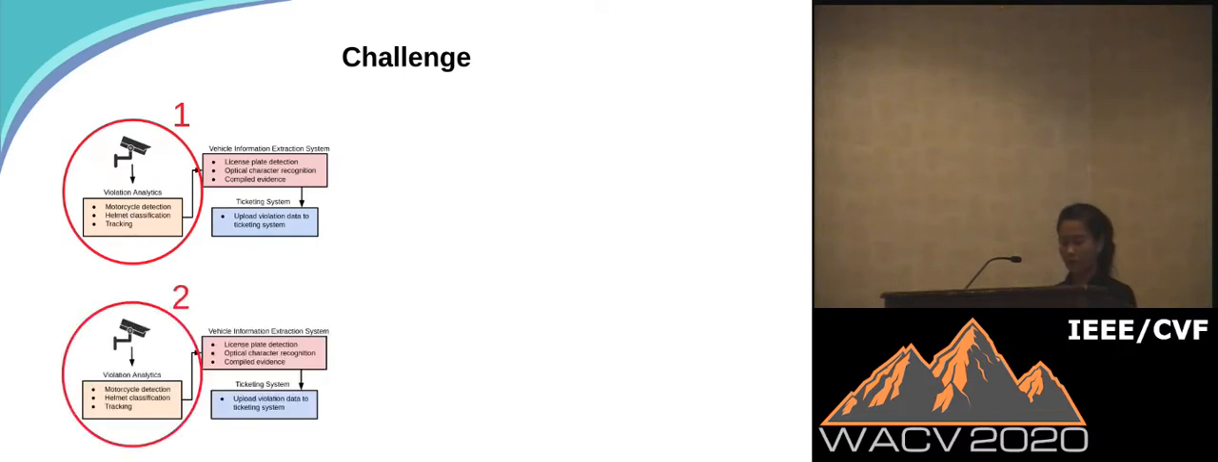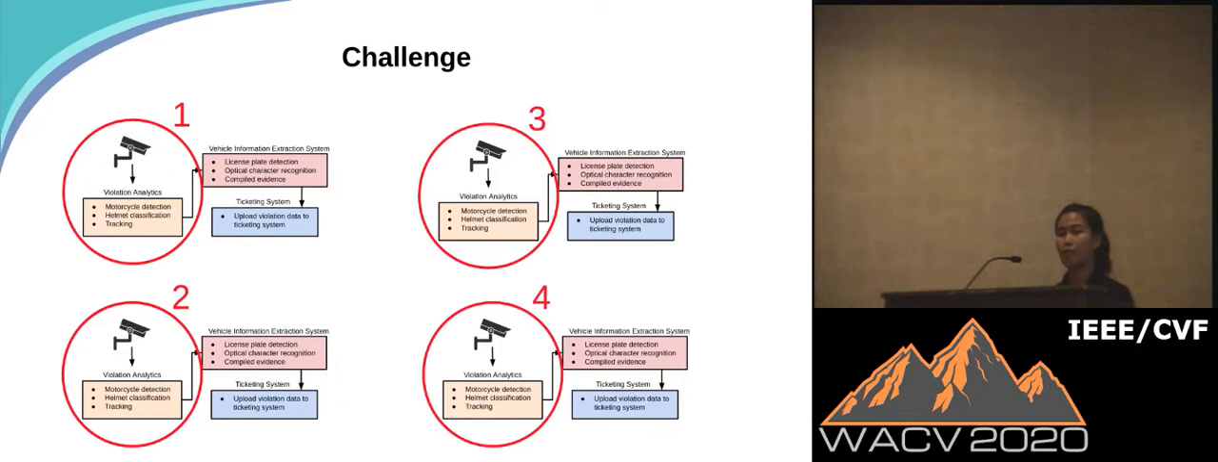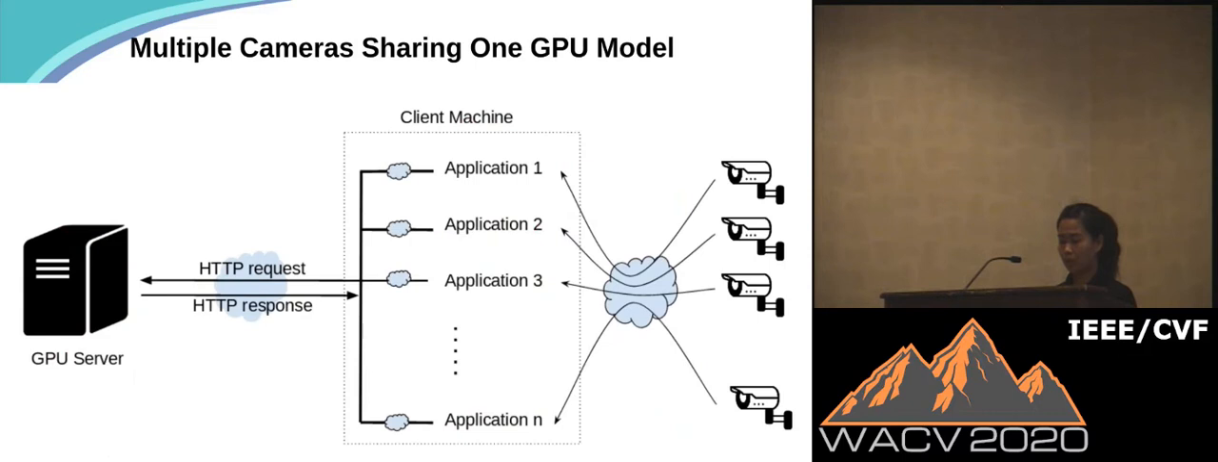But now imagine if we want to deploy citywide, so we add more cameras, like 1, 2, 3, and 4. And each application and each camera needs one detection model. State-of-the-art detection uses GPUs, which are costly. This leads to the idea of optimizing the system to maximize the detection performance while minimizing cost. We are experimenting with a multi-camera processing system where applications share one GPU model. Each camera and each application connects to a GPU server using an HTTP request and response protocol.